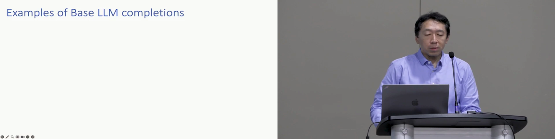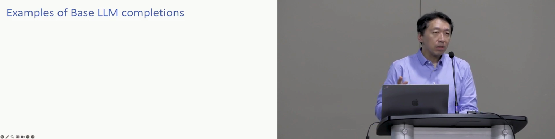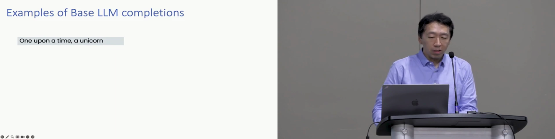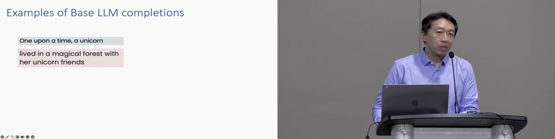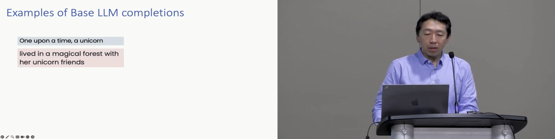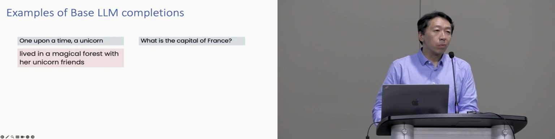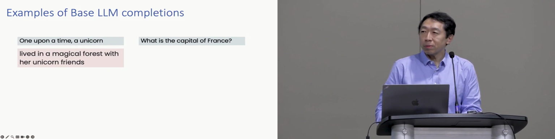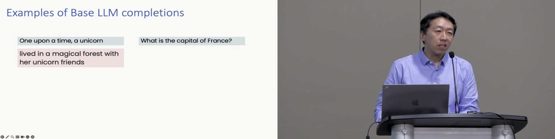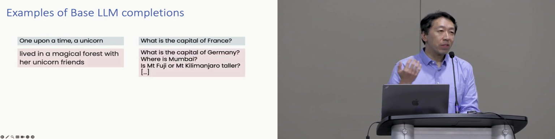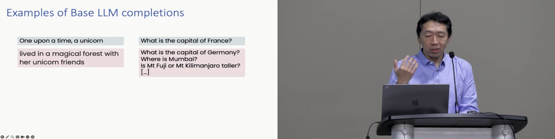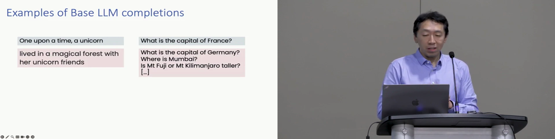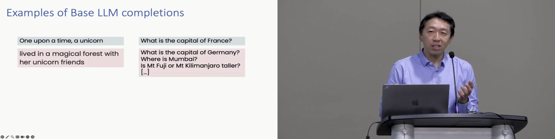So with a base LLM, you can give it a prompt like, once upon a time, a unicorn, and it will complete the story for you. This is what GPT-2 and GPT-3 did. But if you give a base LLM a prompt like, what is the capital of France? It will try to predict the next word based on what it has seen on the internet. For all you know, this may be part of a quiz on the internet. So the completion to what's the capital of France could be, what's the capital of Germany? Where is Mumbai? Is Mount Fuji taller? Because this is what you see on the internet.